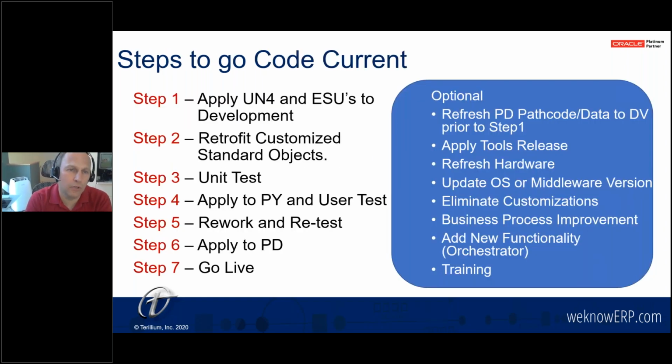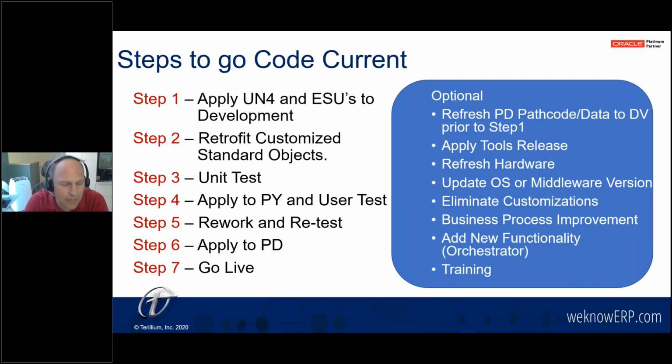If you want to go code current, there are a couple of key steps to it. You're going to want to apply UN4 first and then apply all the ESUs to development. You're going to do your retrofitting. You're going to test it, apply it to PY, rework, then apply it to PY, and then go live.